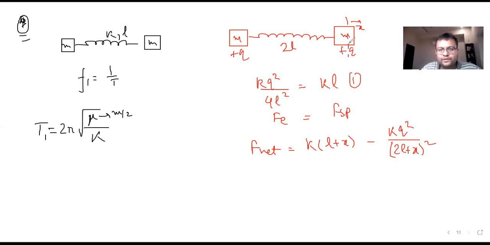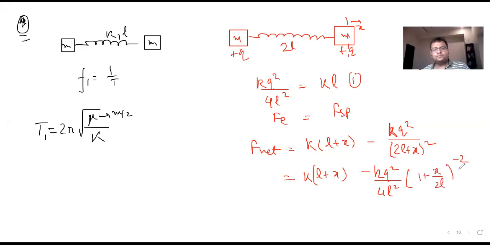See if you are clear with this. If I displace it by X, then this is the spring force and this is the electrostatic force. So I can write it as K into (L plus X), and this can be approximated as minus KQ squared by 4L squared, (1 plus X by 2L) to the power minus 2. This is a standard binomial expansion approximation that we do, right? We assume X is very small as compared to L. You know the story. So (1 plus X) to the power n is 1 plus nX, and so this will come out as what? This term cancels off, right? KQ squared by 4L squared and KL will get cancelled out. Yes, sir. And I'll be left with a KX over here and minus KQ squared by 4L squared, X by L.